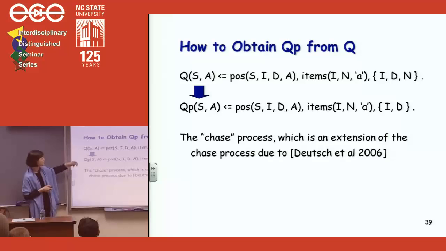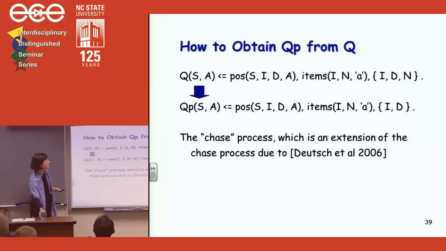So as I said, from Q you can obtain QP using a so-called chase process. So you use constraints on your databases of interest to change the definition of the query. And the invariant that you maintain in those transformations is you maintain equivalence to the original query on all databases of interest, but maybe not beyond the databases of interest, just on the databases of interest. So if the curly braces had I, D, N, and for example, A also in there, and D was the primary key on POS, then this chase process would throw out the A as well as the N.